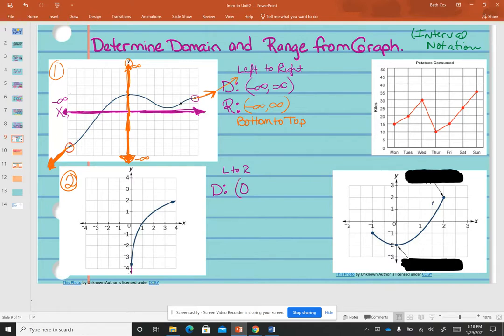None of these have this. This is going straight down. So it's 0. And it keeps going to positive infinity. And this, we don't know if it touches 0 exactly, so we're going to leave it not touching 0. So my domain is 0 to positive infinity.